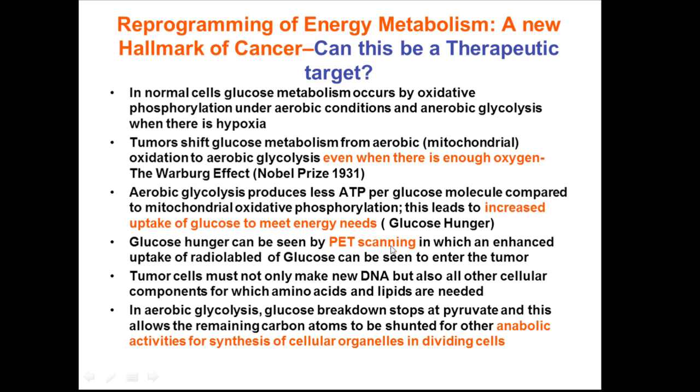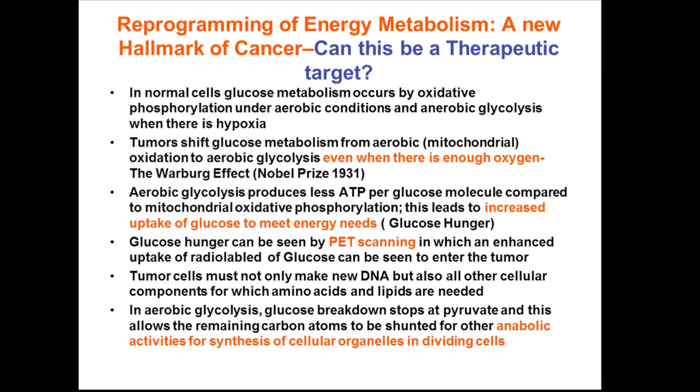Glucose hunger can be seen by PET scanning, in which an enhanced uptake of radio-labeled glucose can be seen to enter the tumor. This is basically an imaging reflection of aerobic glycolysis occurring in this tumor. Why does it occur? Why do tumor cells make less ATP?